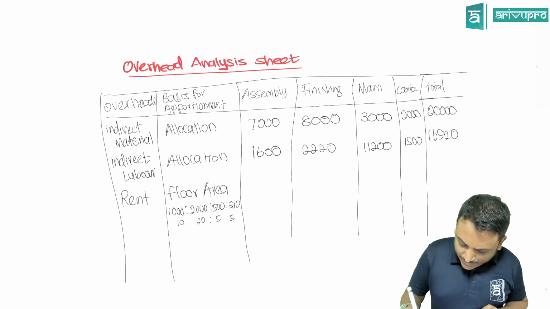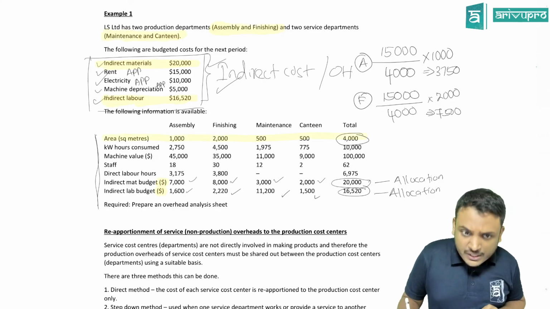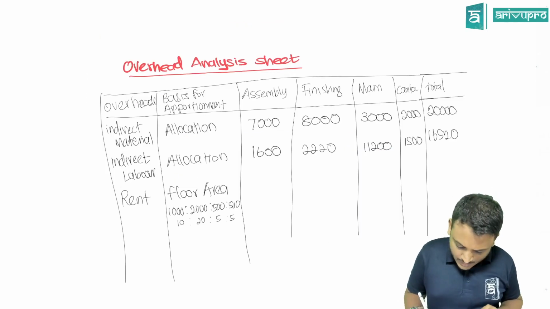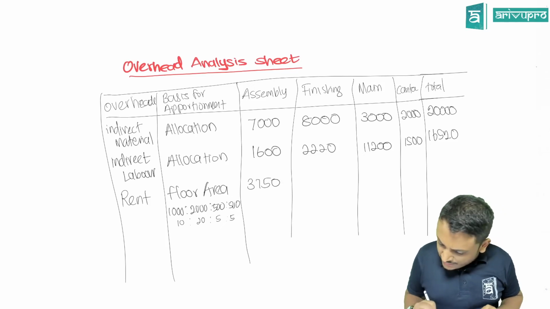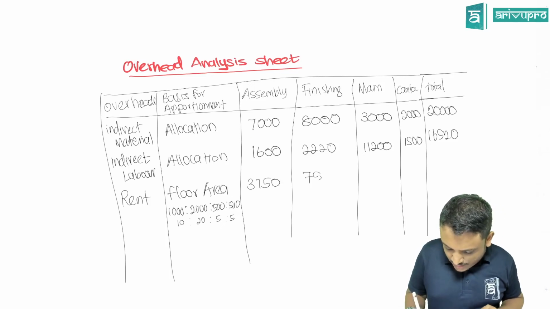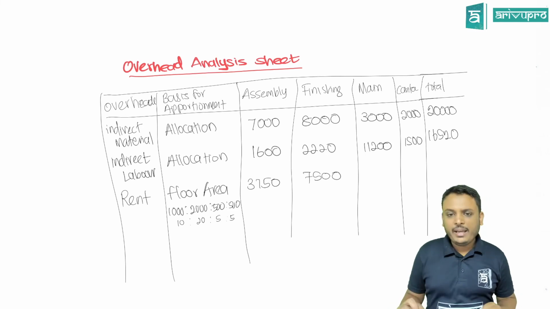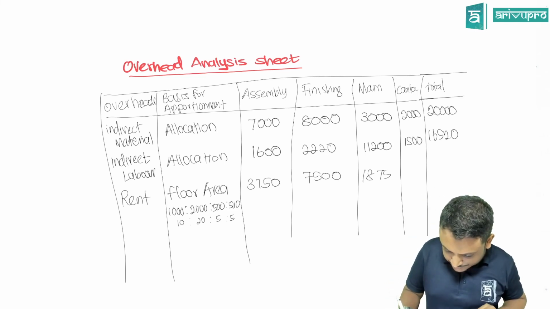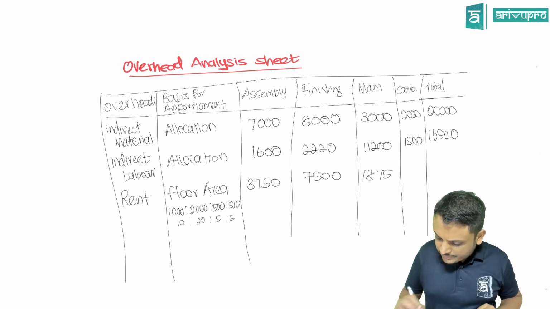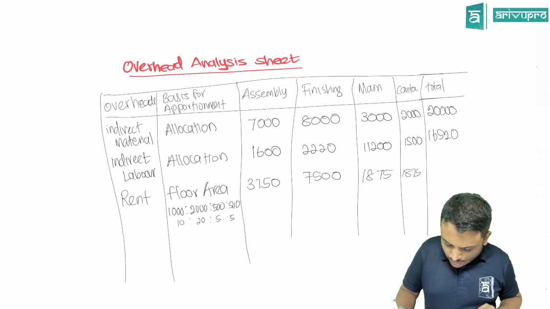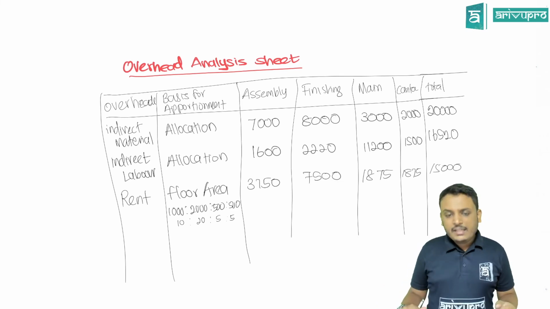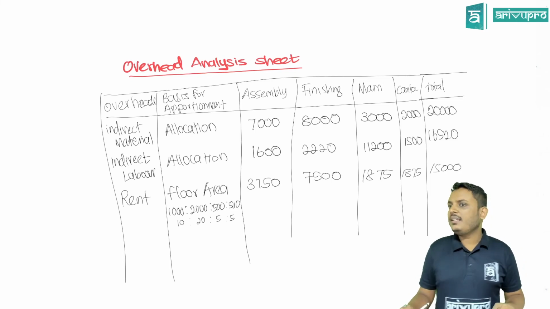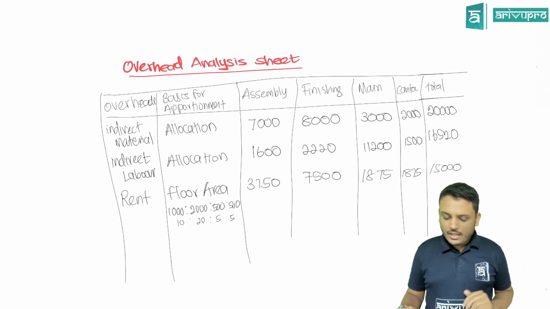Assembly, what is the value we calculated? 15,000 divided by 4,000 into 1,000, 3,750. Finishing, 7,500. Now calculate for maintenance and canteen. 1,800 and for canteen. Okay, the total to given 15,000. I just forgot to write 4,000. Is it clear, students? Understood apportionment? Okay, now let's move.